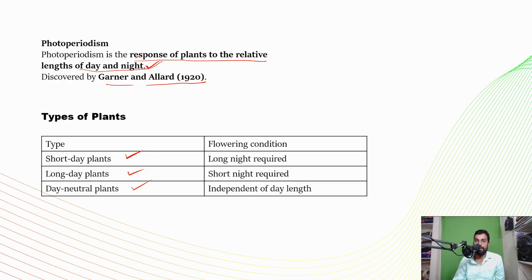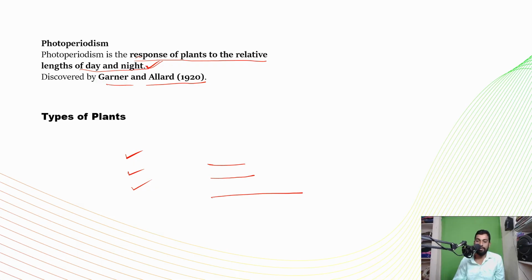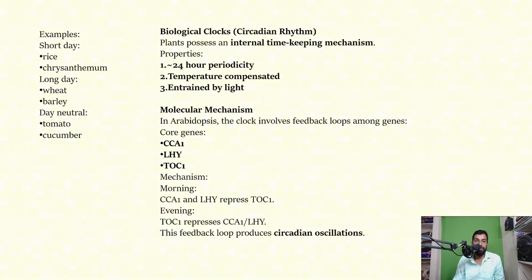Short day plants have long nights and short day times. Long day plants have the reverse. Okay, short nights, long days. Day neutral plants are independent of day length. So they are not short day or long day, they are different. Examples for short day plants are rice, chrysanthemum. Examples for long day plants are wheat, barley. Examples for day neutral plants are tomato, cucumber. Remember them, there is no alternative for remembering.